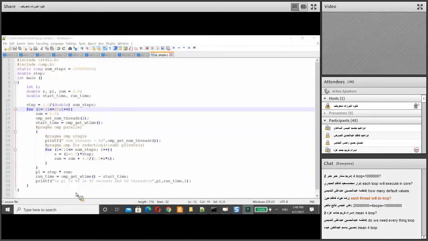We divide a big loop into 4 smaller loops and execute them concurrently. Now I'm going to see the effect of increasing the number of threads to more than 4 threads.